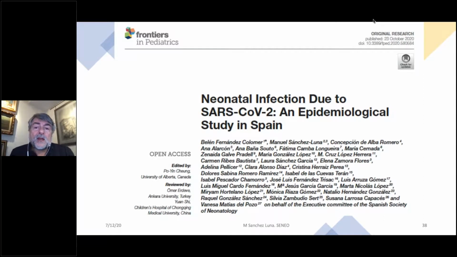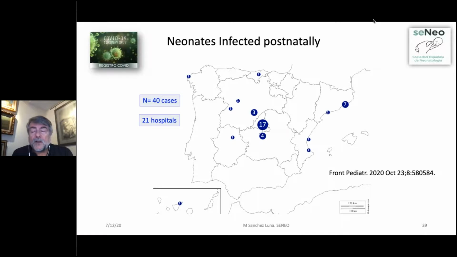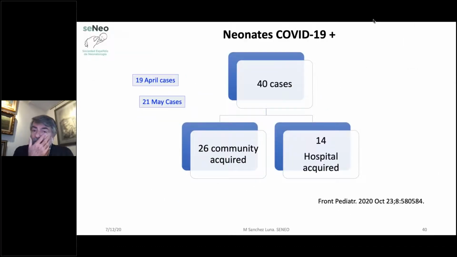So I'm going to show you now the second part of the registry results. These are the babies who in the country were infected by SARS-CoV-2, and this is the areas where the babies were coming from. Most of them were coming from the area of Madrid, as we have 6 million inhabitants. Cases were 40 only in this first study, published in October a few weeks ago. So the 40 cases were divided in two groups.